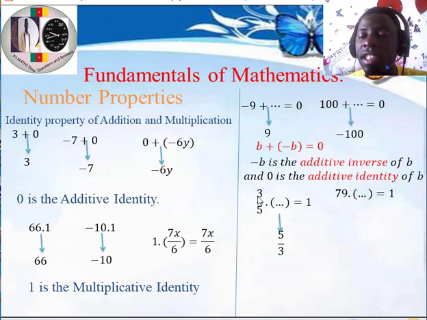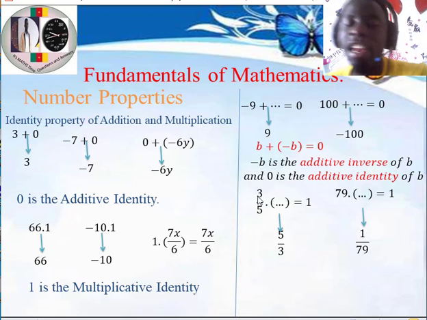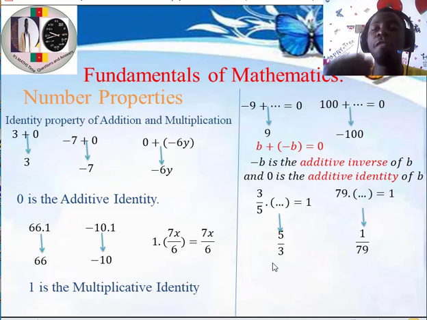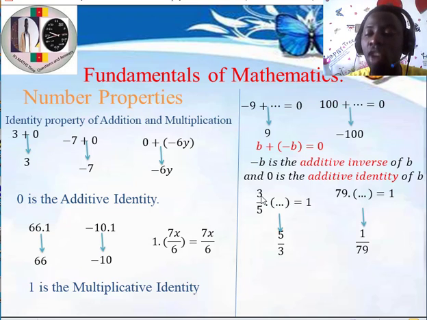Again, 79 times what is going to give us 1? 79 times 1 over 79 is going to give us 1. So in this case, if we look clearly, we are seeing that the opposite of this number, not the opposite in sign, but the inverse of this number, the reciprocal of each number, times the number is going to give us 1, and 1 is the multiplicative identity of that number.